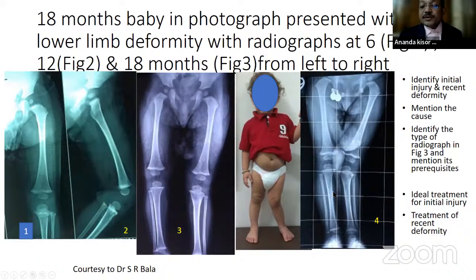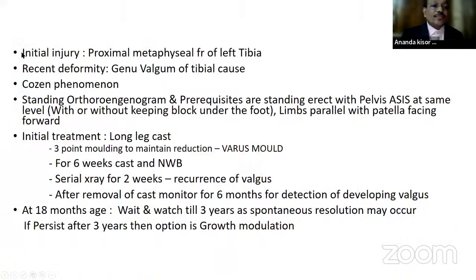Now, ideal treatment of the initial injury. Now, I'll come. What is the ideal treatment? And treatment of the recent deformity. So, the initial injury is a proximal metaphyseal fracture of the left tibia. The recent deformity is the genu valgum, a tibial genu valgum because of the tibial cause. And this is the Cozen phenomenon. What is Cozen phenomenon? I'm coming in the next slide.